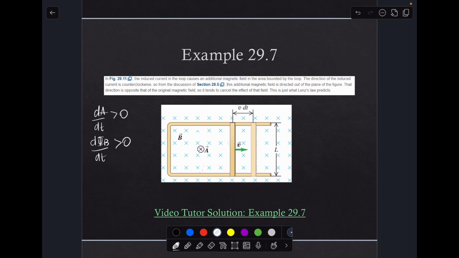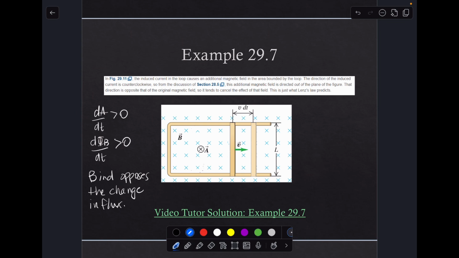And the direction of the induced current will be related to the induced magnetic field, which opposes the change in flux. What direction should B induced point in order to oppose an increasing flux? Well, B induced should point in the opposite direction to the magnetic field, because we want to stop the increase.